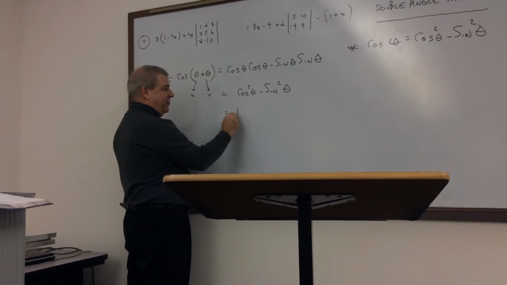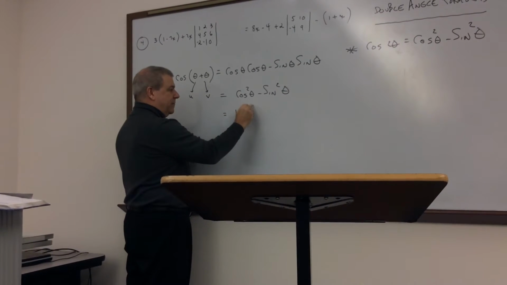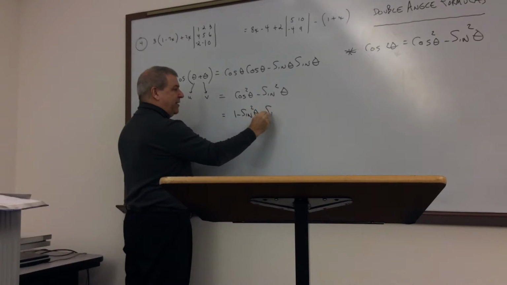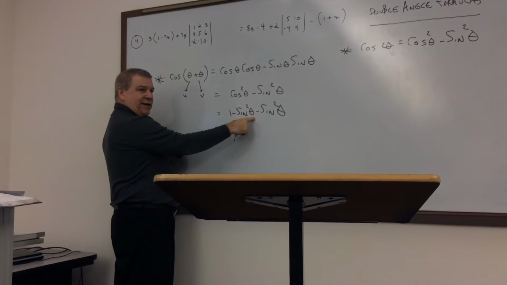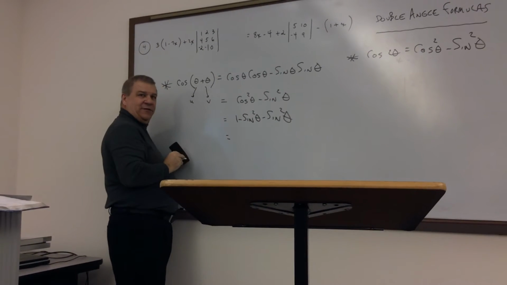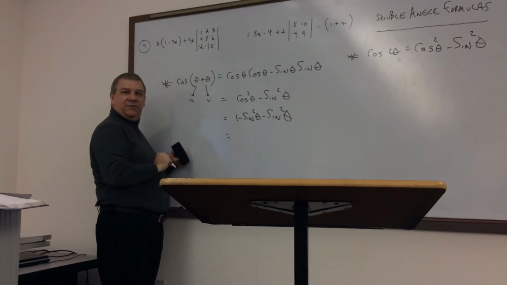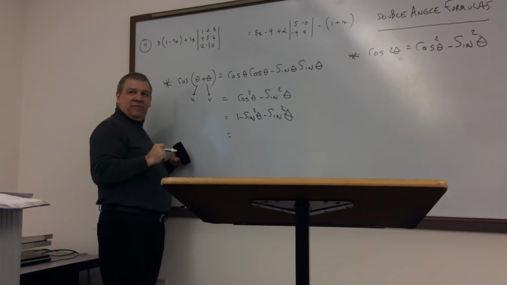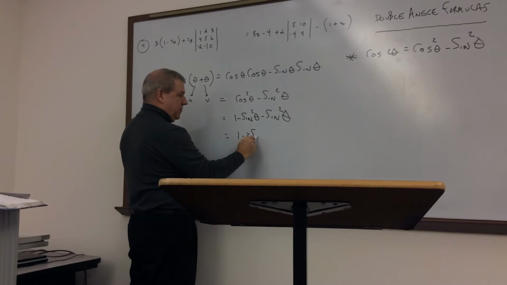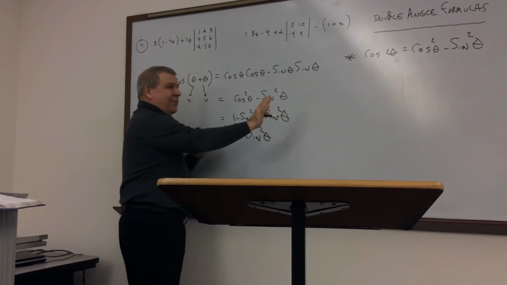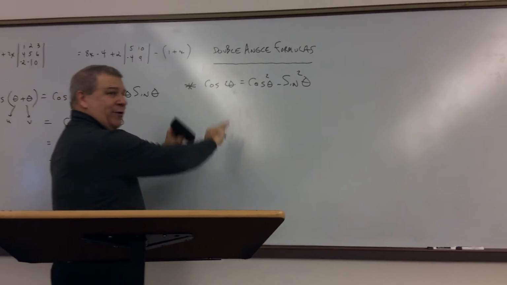So just watch what I'm going to do here. And now bring this down. Cosine squared is this, right? So what does that simplify to? Just reduce, add like terms. 1 minus 2 sine squared theta. Okay, now come over here, because this is the important part.